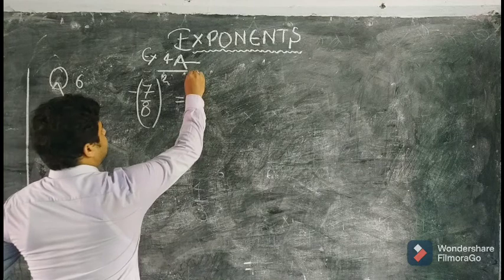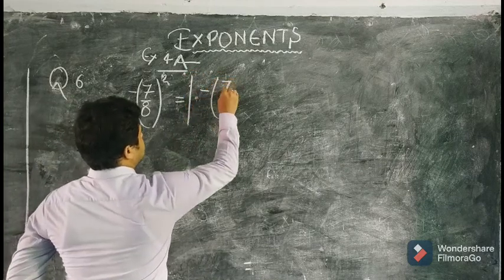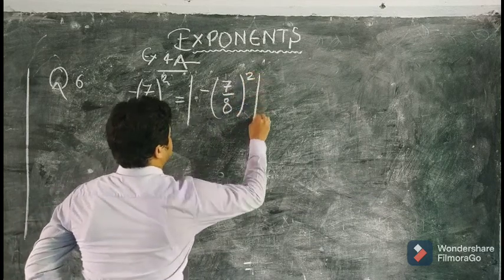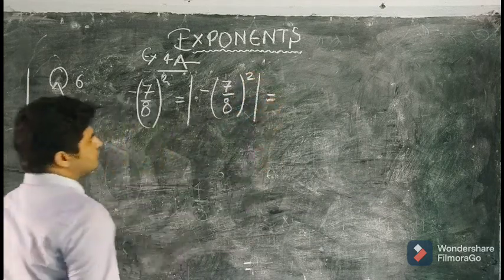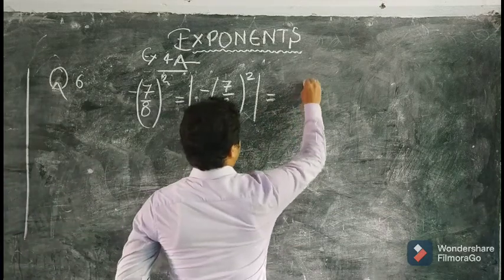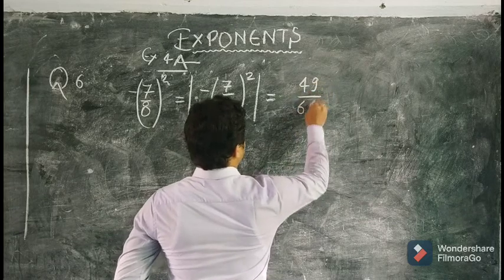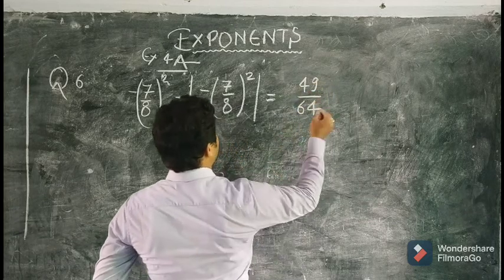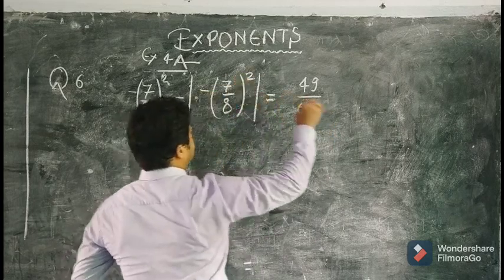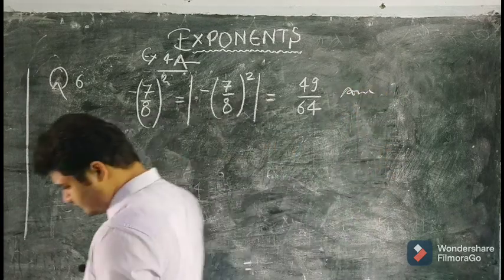For absolute value, we will place it in mod. So mod of minus 7 by 8 square. So 7 by 8 square will be 7 square is 49, 8 square is 8 8s are 64, and minus will become plus, because the mod sign makes every negative number a positive number. So this is going to be the answer.